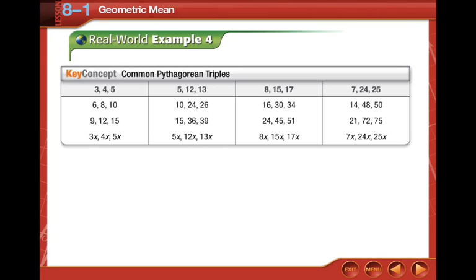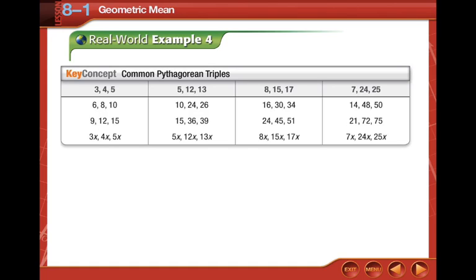Now, you can take those and you can multiply them by the same number. So 3, 4, 5 times 2 each gets us 6, 8, 10. We multiply each number by 3, we'll get 9, 12, 15. That's what each of these numbers are below the top row of our table here.